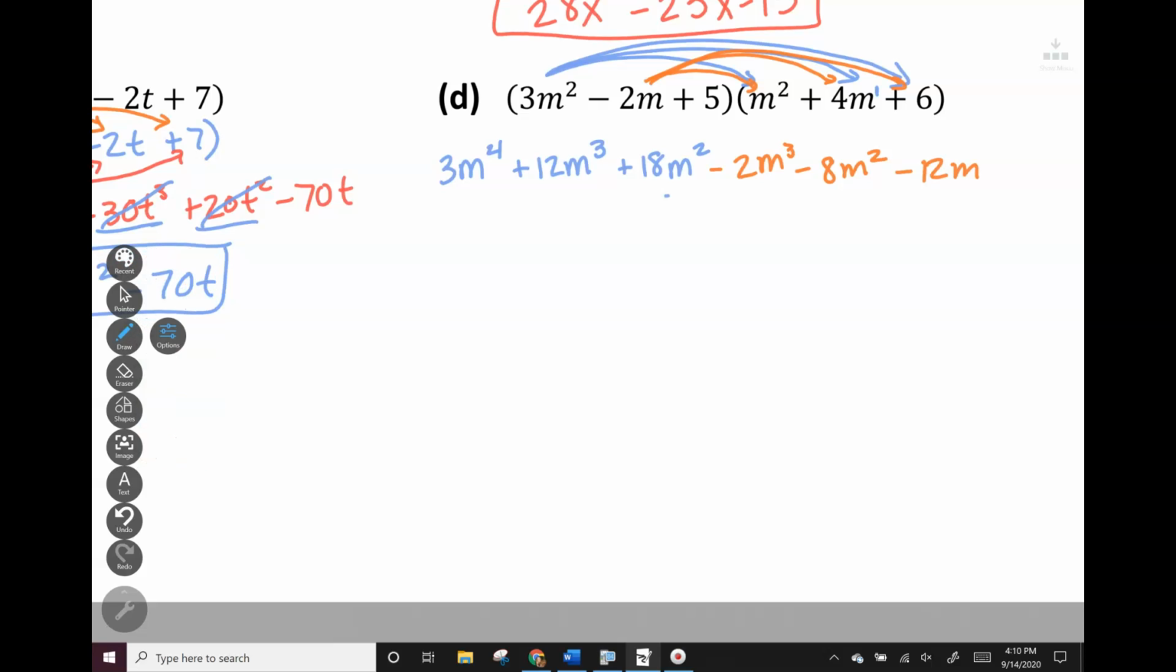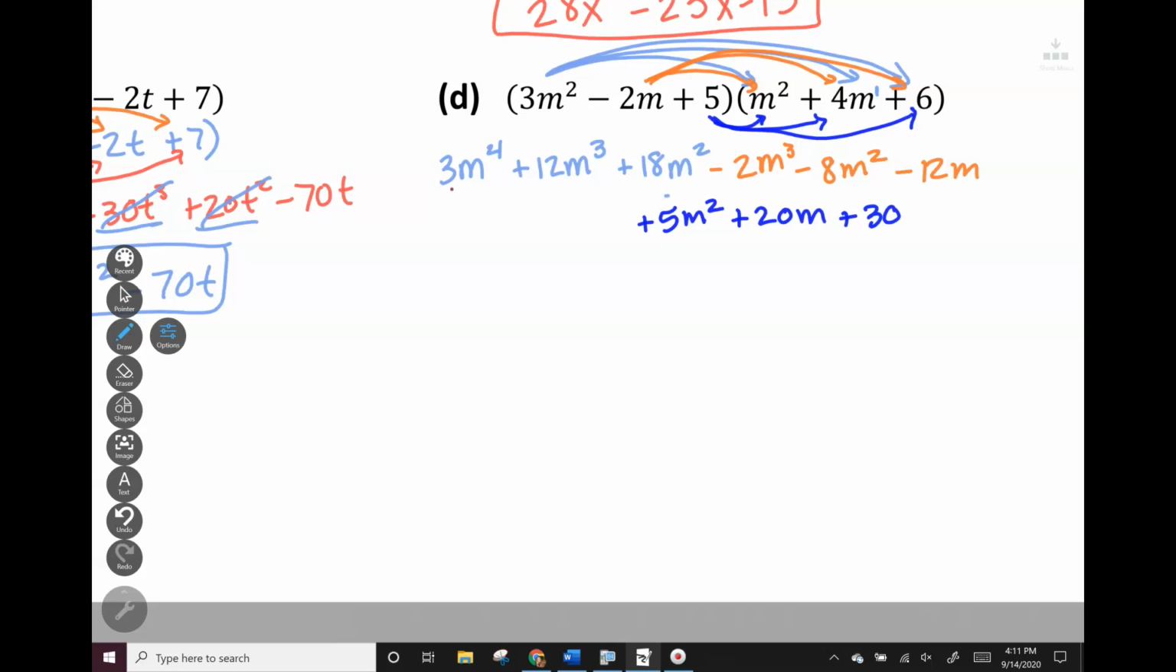If you run out of space, you can go to the next line. So that I'm going to do that right here. I'm going to go plus 5m squared plus 20m plus 30. Okay, so I did all 3 of these to all 3 of these in the second one. Now we're going to combine like terms.